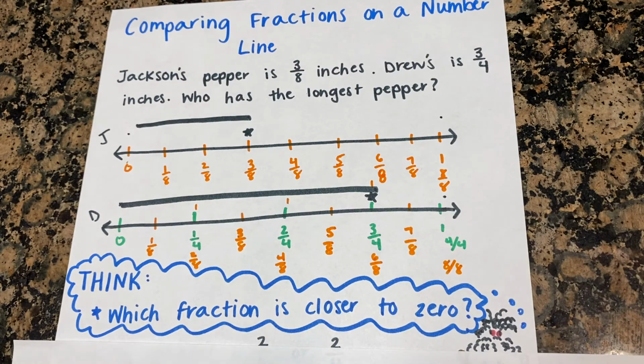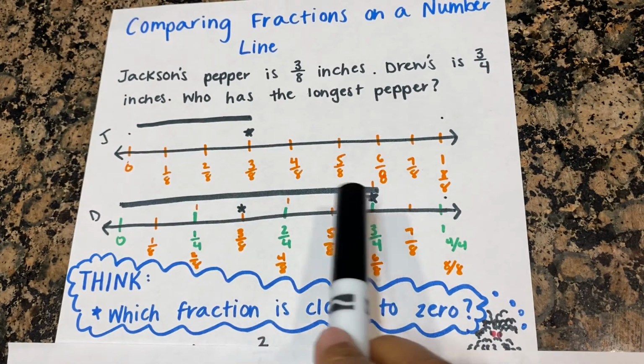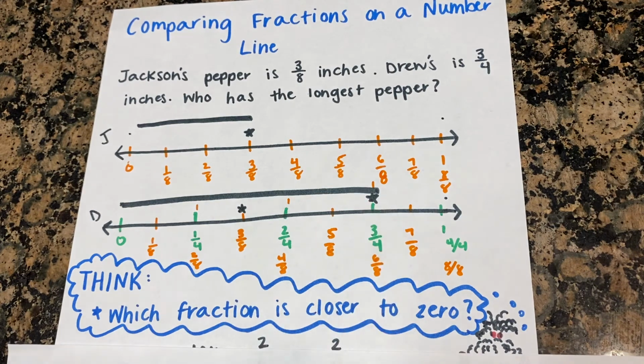And on here, we can see that 3/8 is right here on this number line, and 3/4 is further away from 0. So why were we able, or can we still compare the fractions the same way? Share your thinking out loud.